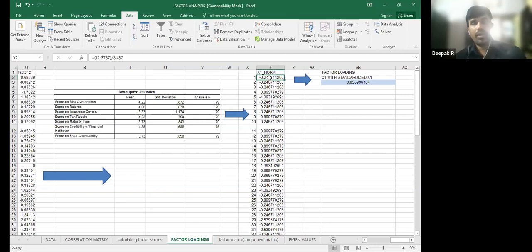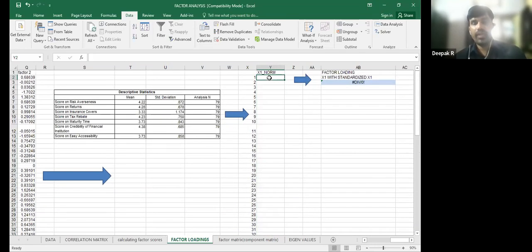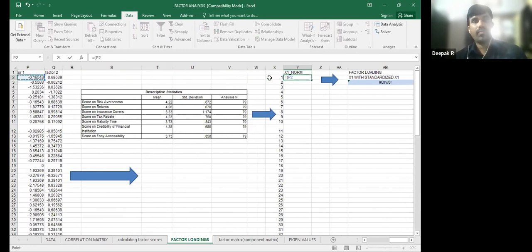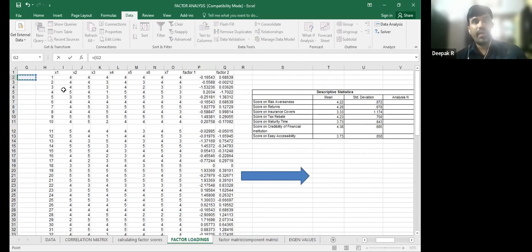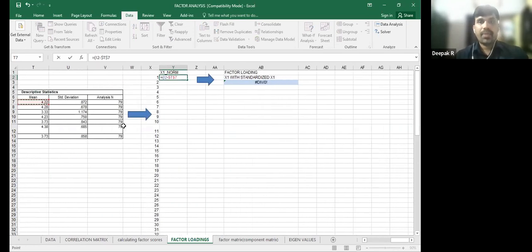All we have to do is we should be able to go for the same thing. We need to find out the correlation that exists between the factor scores with respect to the standardized value of these variables. So if I take xi minus the mean, and I'll keep this constant for the first column, so function f4, and then this divided by the standard deviation, I'll keep this constant.